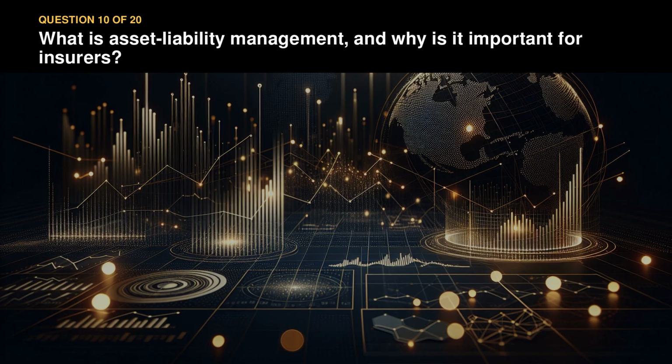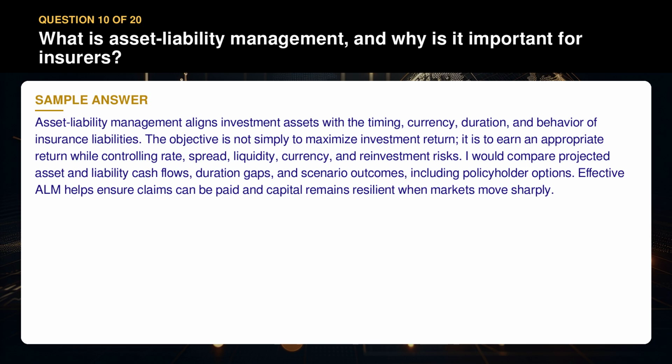Question 10. What is asset-liability management, and why is it important for insurers? Asset-liability management aligns investment assets with the timing, currency, duration, and behavior of insurance liabilities. The objective is not simply to maximize investment return; it is to earn an appropriate return while controlling rate, spread, liquidity, currency, and reinvestment risks. I would compare projected asset and liability cash flows, duration gaps, and scenario outcomes, including policyholder options. Effective ALM helps ensure claims can be paid and capital remains resilient when markets move sharply.